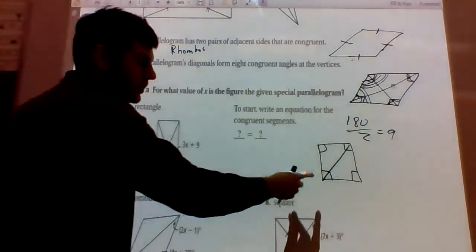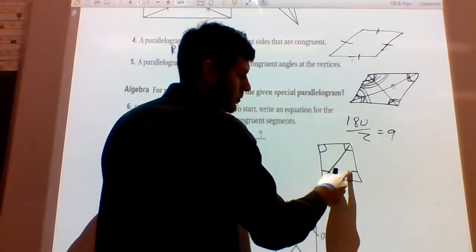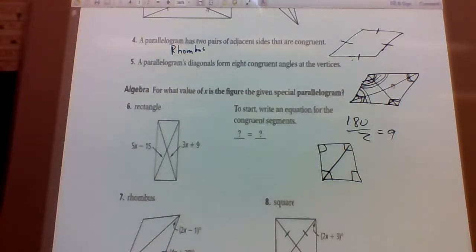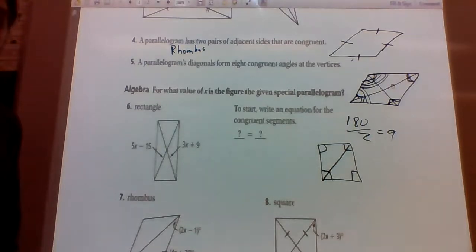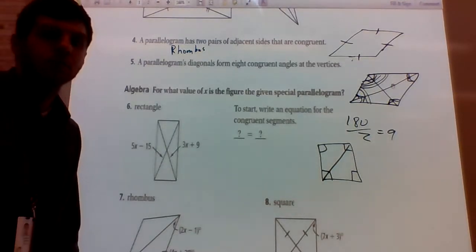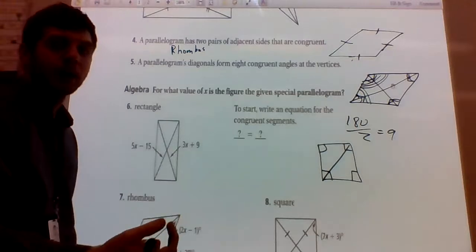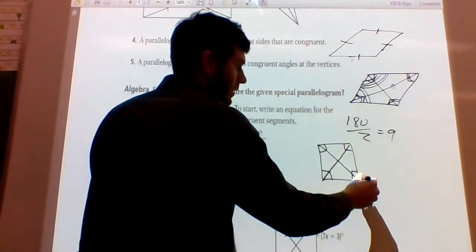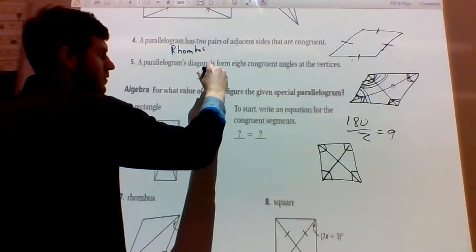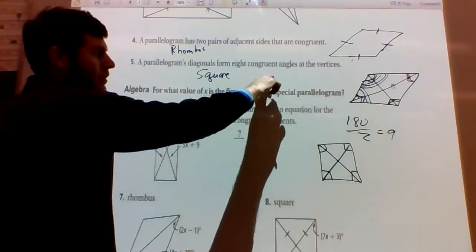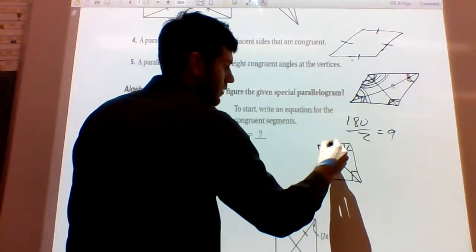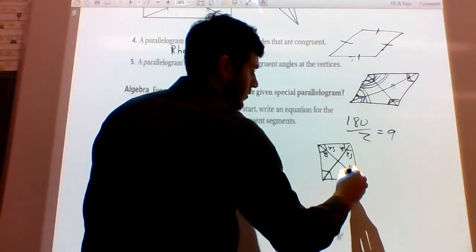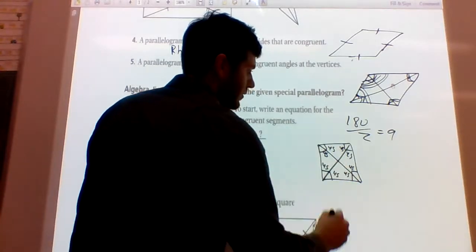We need this angle to be congruent to this angle, to be congruent to this angle, to be congruent to that angle. So when we split them in half, all those half angles are the same. And then we need a rhombus because we need the diagonals to bisect the opposite angles. So if we have a rectangle and a rhombus, we have a square. And the 8 congruent vertices are going to be 45, 45, 45, 45, 45, 45, and 45.